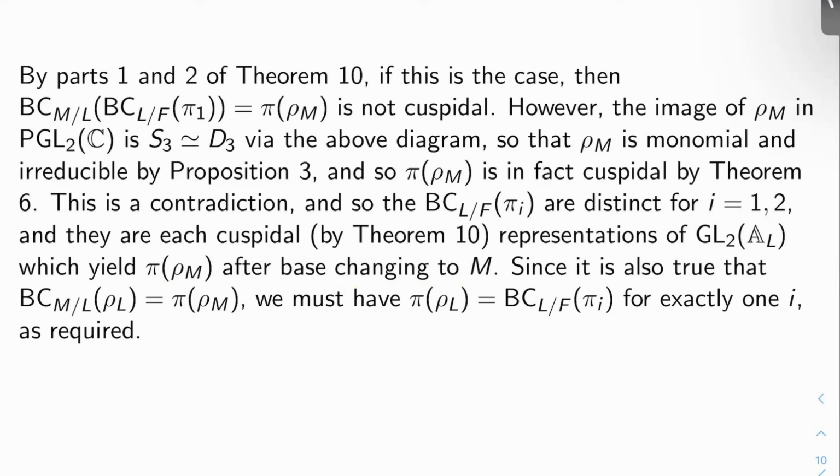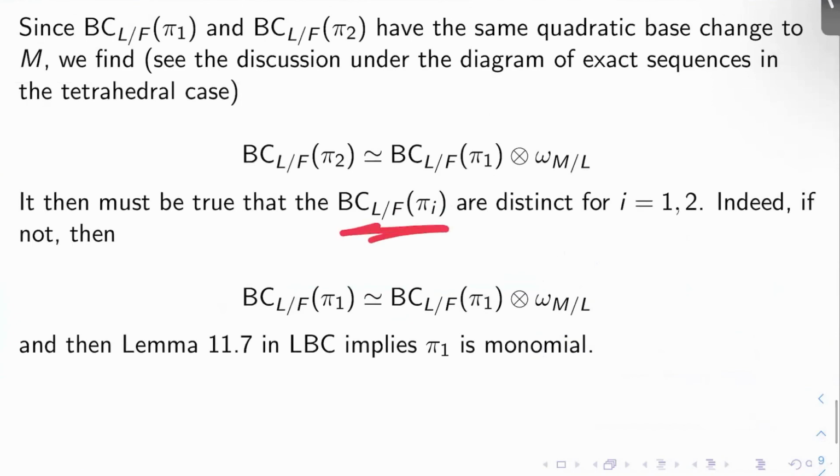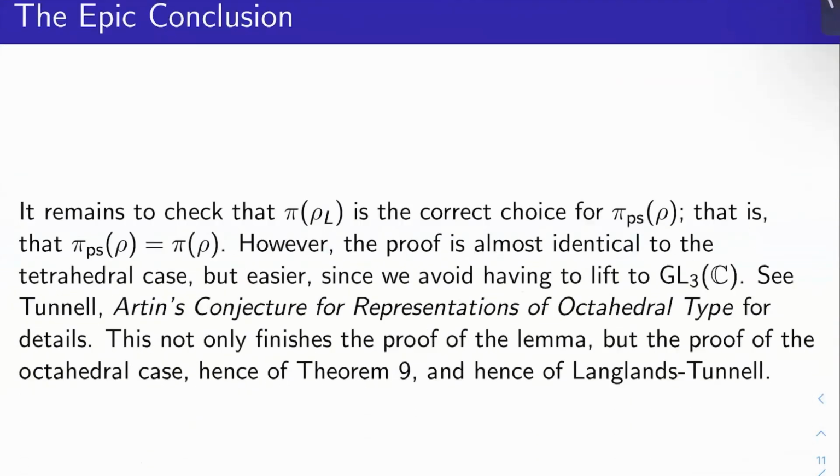Okay, now it's also true that the base change from L to M of rho sub L is pi of rho sub M. And so by uniqueness of base change, pi of rho sub L must be the base change from F to L of pi sub i for exactly one i. It's for one i, and exactly one i by uniqueness, because these guys are distinct. That's crucial. It's crucial that these guys be distinct. Okay, here's the epic conclusion.